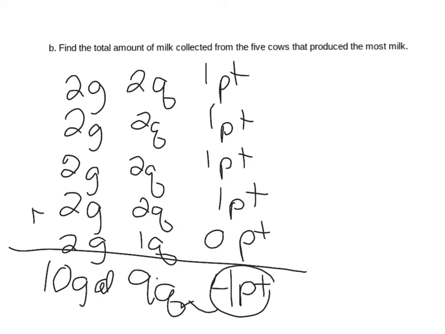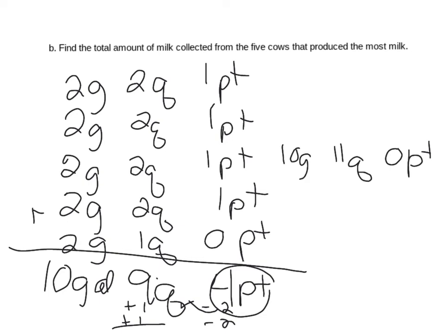So how many pints are in a quart? We know 2 pints are in a quart. So if I pull 2 out of this, I can add a quart here. That would leave me with 2 more pints. I could pull 2 more pints out and add 1 more quart. So now I have 0 pints, I have 11 quarts, and I have 10 gallons.